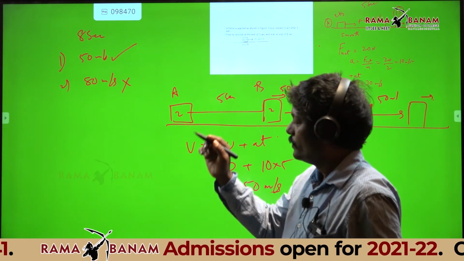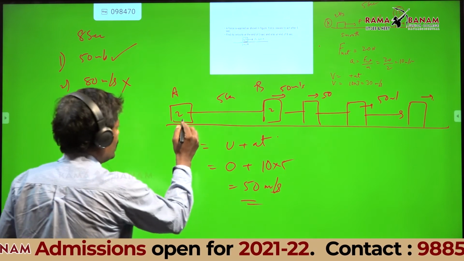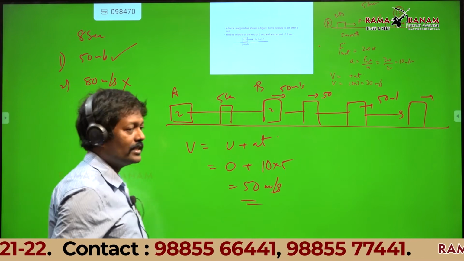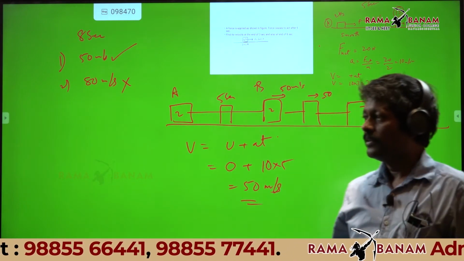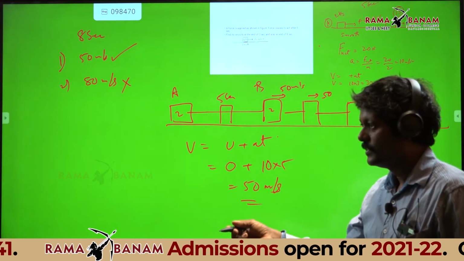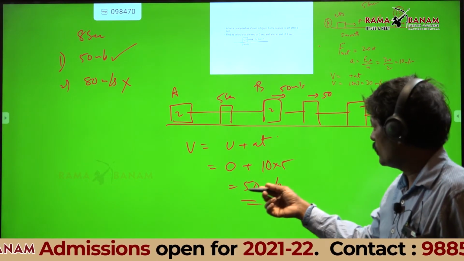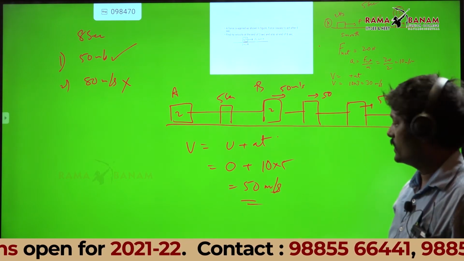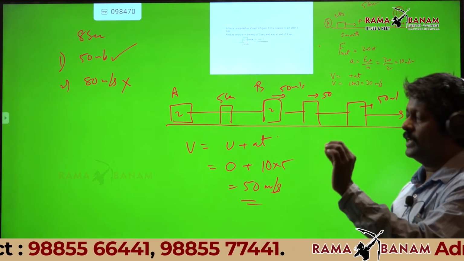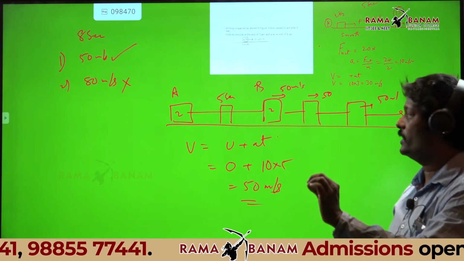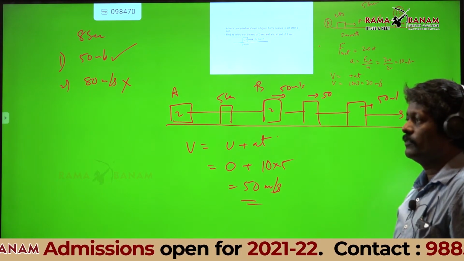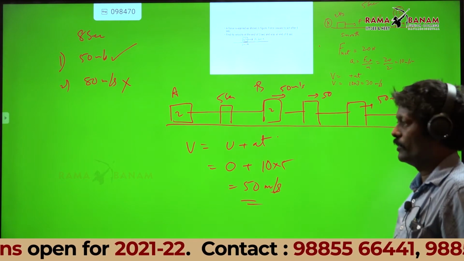Now, in the previous case, at the end of 3 seconds, the body is undergoing acceleration. That is why v equals u plus at. At 3 seconds you got 10 into 3, 30. At 5 seconds, 10 into 5, 50. Can anyone tell me what is the velocity at the end of 4 seconds? 40 meters per second. Very good.